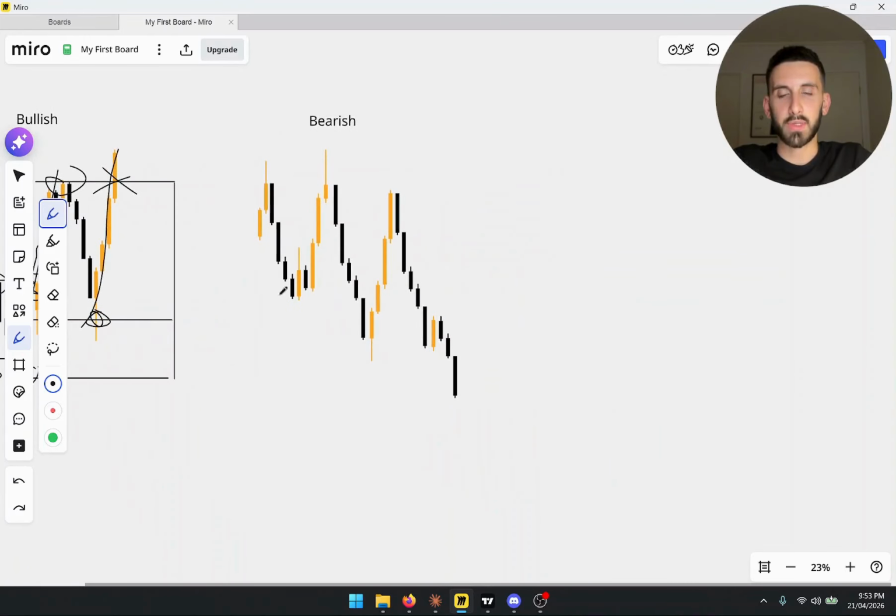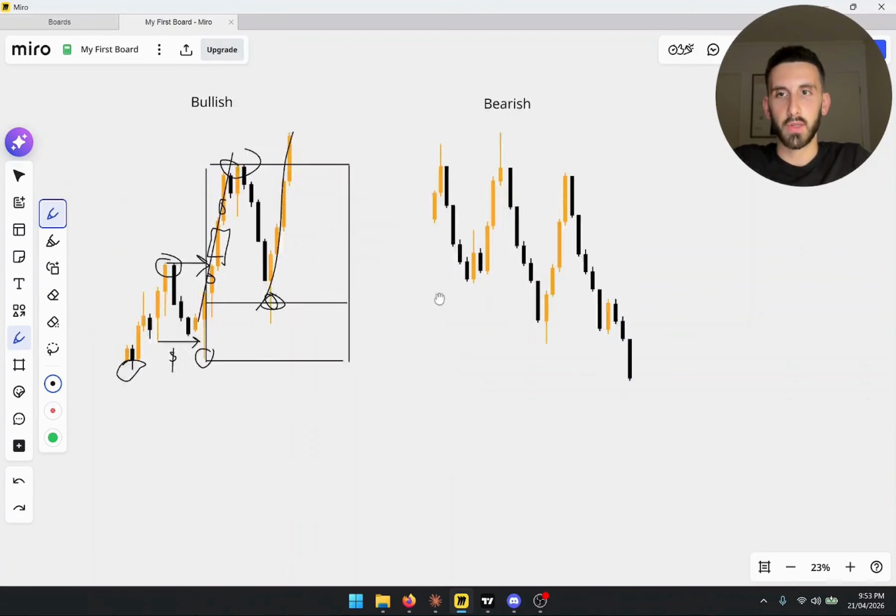All right, we've got the exact same scenario as the bearish scenario. This one's a little bit different. So let's mark out our structure. Just clear this out.